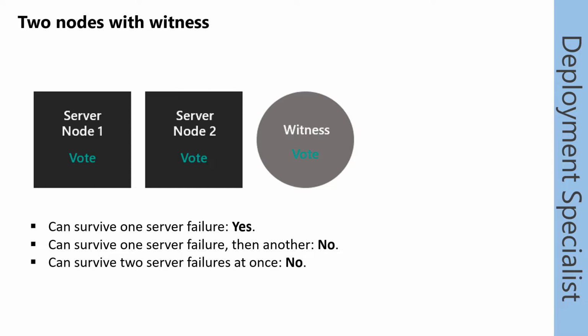Let's imagine the witness goes down, then we have 2 votes. One from server 1, the second one from server 2. 2 from 3 is the majority. But when the witness is down, we cannot survive an additional node failure in this cluster. This is important to understand because the witness is only a file share or only an Azure storage account, but the witness is, regarding this quorum in the cluster, as important as a server node is.